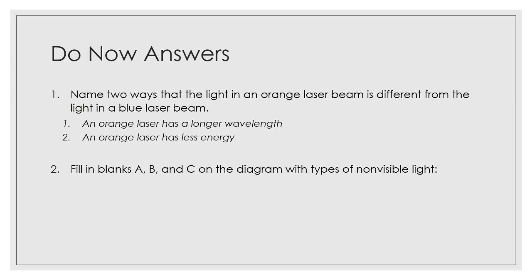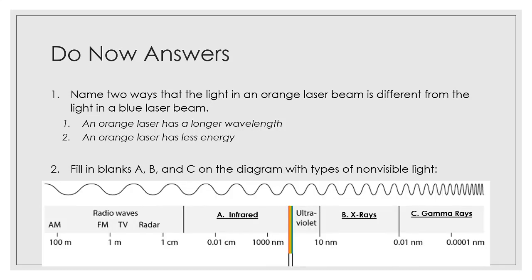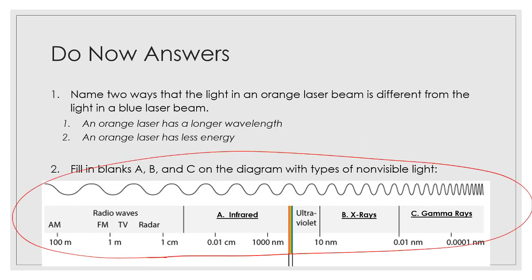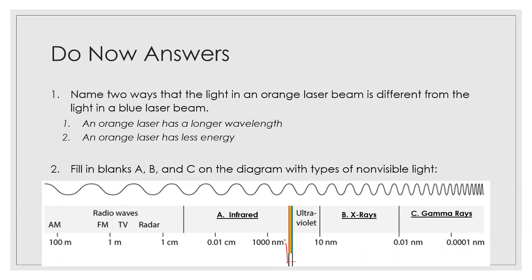Number 2 is asking you to fill in blanks A, B, and C on the diagram with types of non-visible light. This is what you should have gotten. This is our spectrum of light, going all the way down from the radio waves up to the gamma rays. We learned that the visible spectrum, all the colors of the rainbow, fall right in here, and to each side of it we have different kinds of non-visible light. The ones that were missing were right here, infrared light. That's longer than red light, but shorter than radio waves. We were missing over here X-rays, which are longer than ultraviolet.